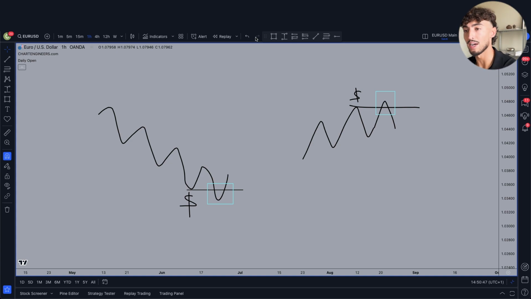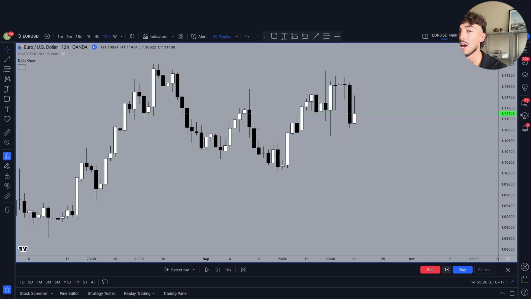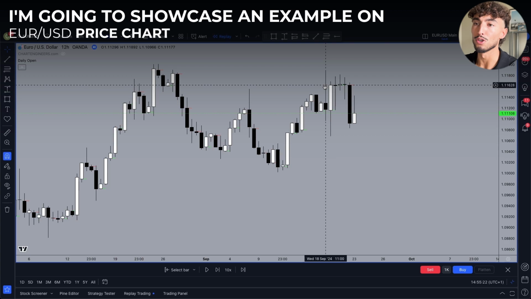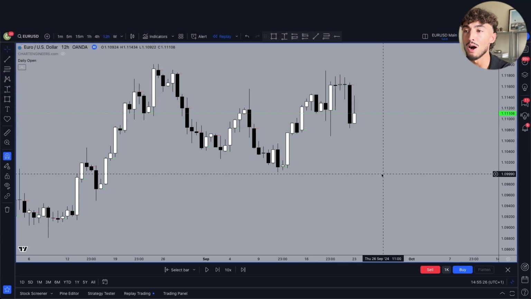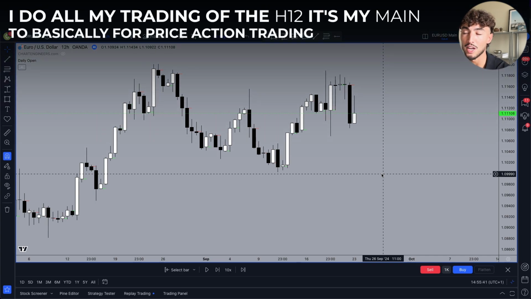So let's break down how it looks on a real price chart. Right now I'm going to showcase an example on the EUR/USD price chart. I'm going to show you how I anticipate reversals using EUR/USD for this example. And like I said, H12 is my key time frame for directional bias. It's a very underrated time frame, but it's a very powerful time frame. I do all my trading off the H12. It's my main tool basically for price action trading.